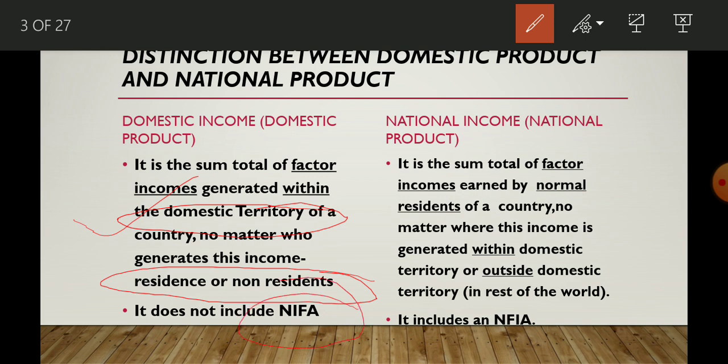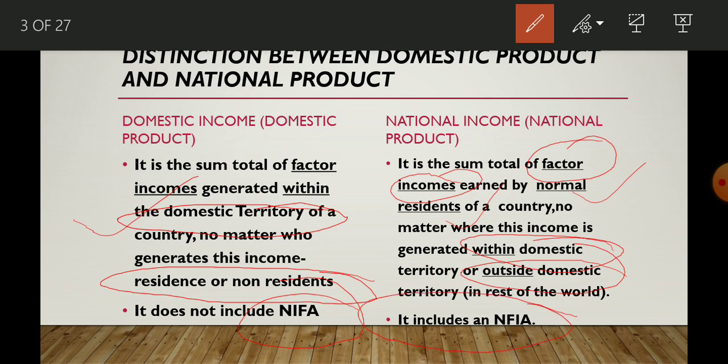Okay, on the other hand, national product is also the sum total of factor services, but whose factor services? Those earned by the normal residents. Here we include the income that is generated within our domestic territory, and also that which is generated outside the domestic area. Okay, and that is why here we include NFIA.